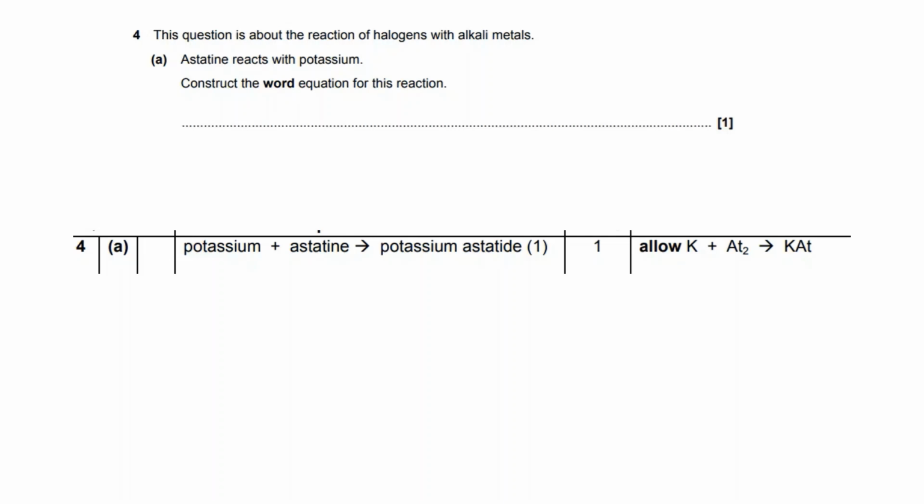This is from a specimen paper. It does say allow, but why does it say word equation then if it allows a chemical equation? And it's not even balanced. So I don't know, but it should be potassium plus astatine gives you potassium astatide.